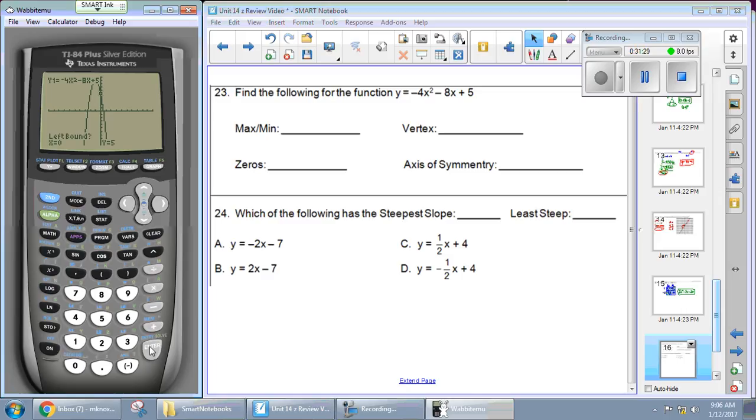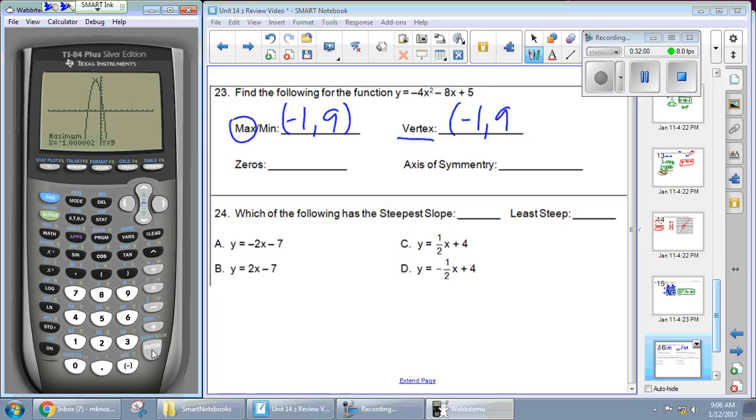And then it's going to ask me to go to the left. It says left bound. Just go to the left of that top, and then we're going to go to the right of the top, and then we're going to press guess, and we're not going to guess, so it's going to give us our max. Negative 1 and 9. Okay. The top or bottom of our parabola is also our vertex, so that's going to be the same point, negative 1, 9.